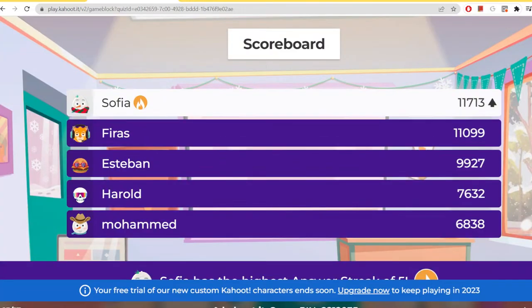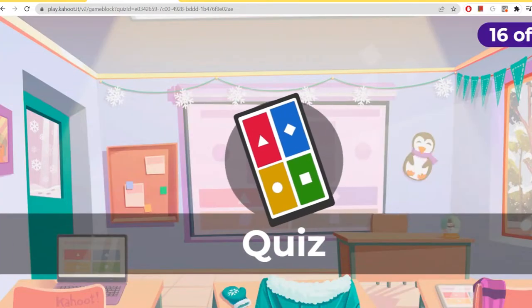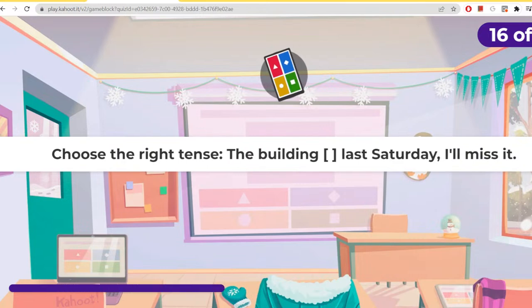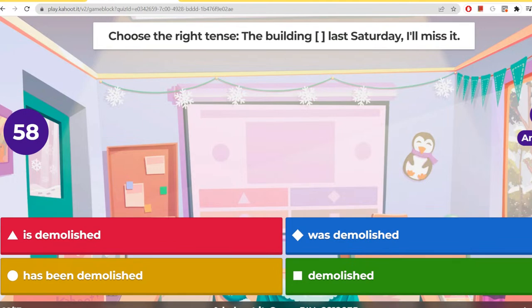All right. I think there's only one or two left here, man. Yeah, just two more. Okay. Another grammar one here. What do we got? What happened with the building?